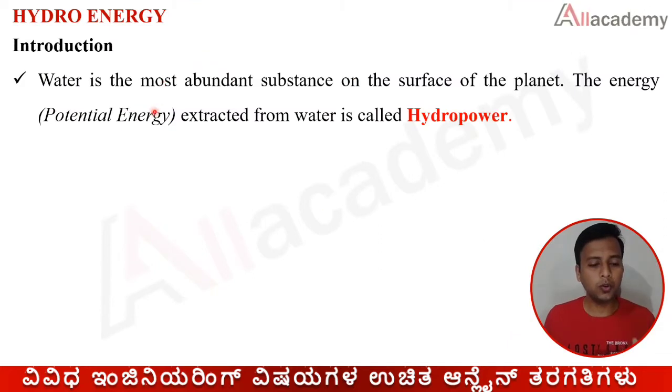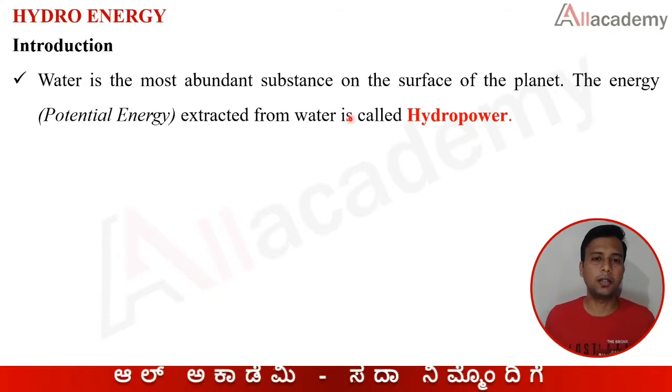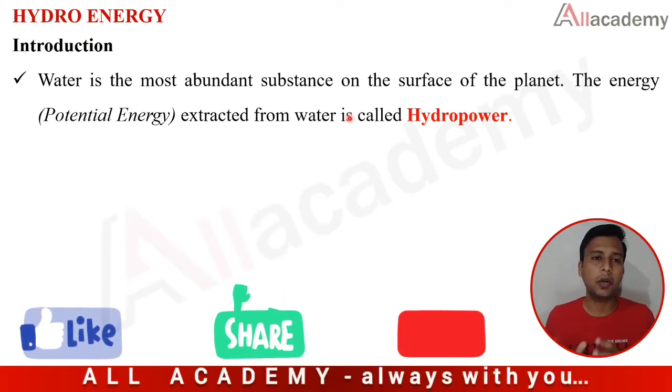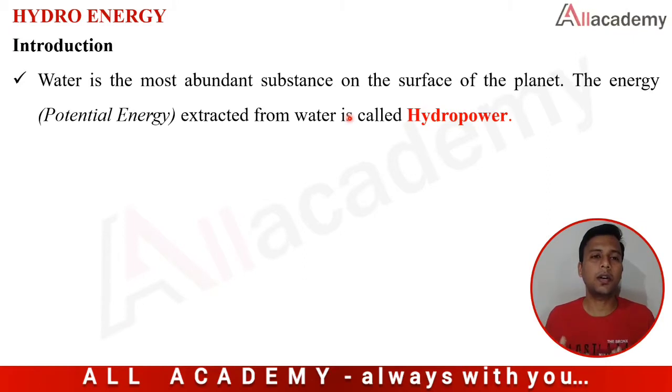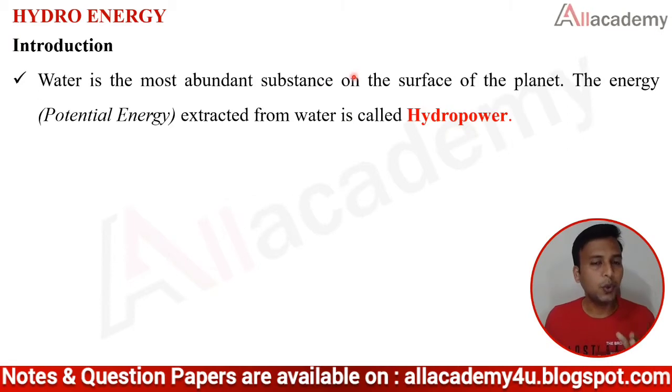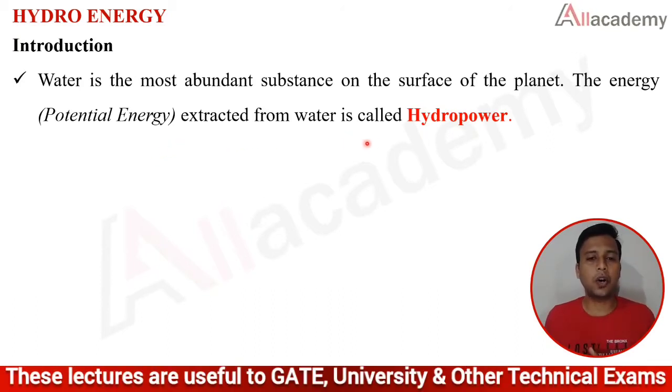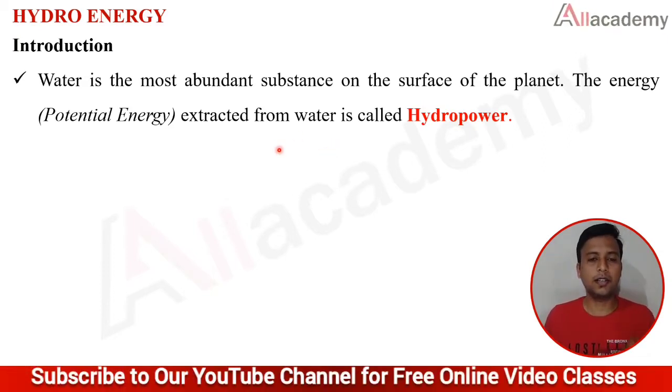Now we all know that water is the most abundant substance on the surface of the planet. That's why, among all the planets, Earth is called the blue planet, because it has the most abundant quantity of water compared to all other planets. Now the energy that is extracted from water is called hydropower, which is the potential energy of water that is extracted.